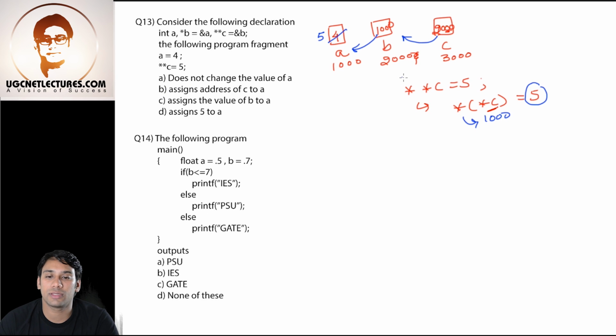Now the value stored in variable a is 5. Option A is does not change the value of a. But it changed the value: the value of a was 4, and it changed 4 to 5. Option B is assigns the address of c to a. No, this statement is not assigning the address of c to a. Then assigns the value of b to a. The value of b is 1000, so no, this statement is not assigning the value of b to a. And option D is assigns 5 to a. Yes, this statement assigns the value 5 to variable a, therefore option D is correct.